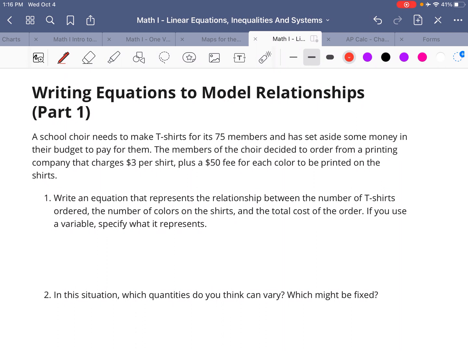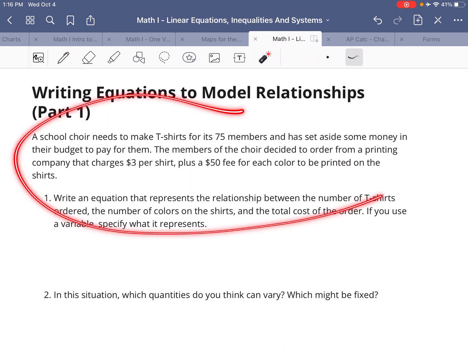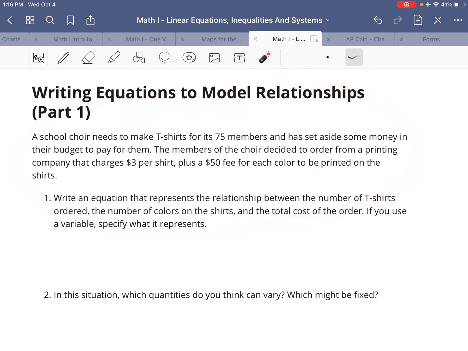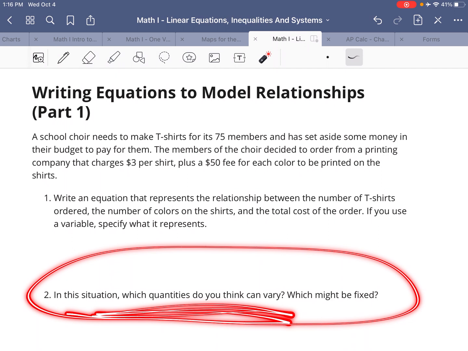So thinking about all of the stuff in the paragraph, how could we write an equation that would tell us the total cost for our t-shirts? Now, there might be some things that you don't know. There might be some things that you do know. There might be some things that maybe vary, that change depending on the situation. So if you don't know something, or if you think a quantity is going to possibly be changing, consider using a variable. And then after you write your equation, which quantities do you think can vary?